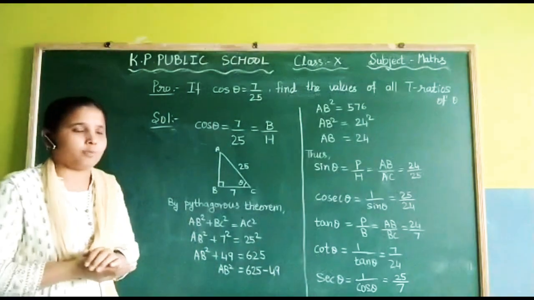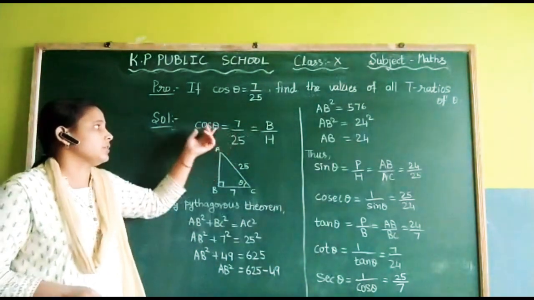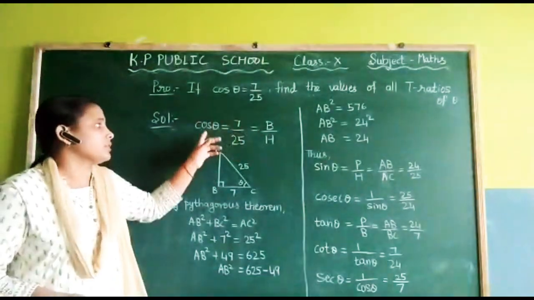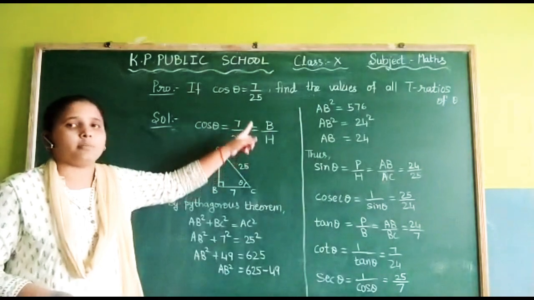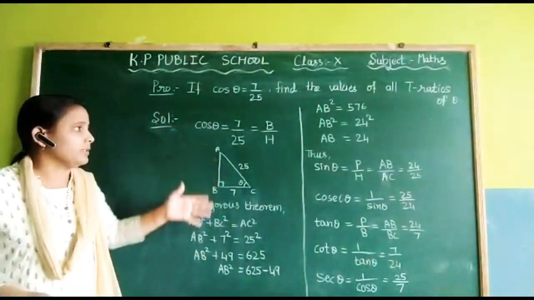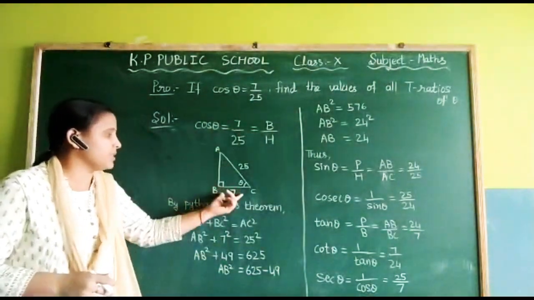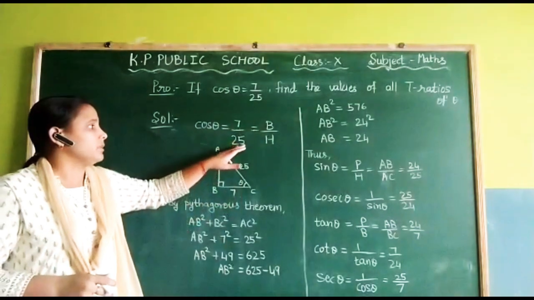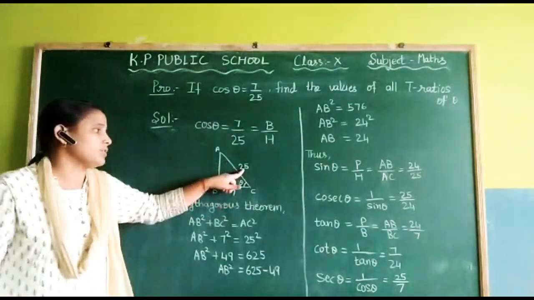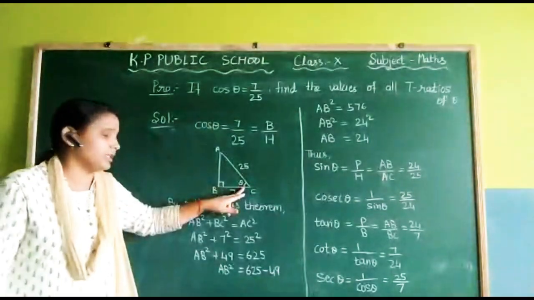So students, if you remember, I told you the formula of cos theta, that is B by H. In the question it is given cos theta equal to 7 by 25, and the cos theta formula is B by H, which means base upon hypotenuse. So first of all, we draw a triangle. In that, B means BC, that is 7, and H is the hypotenuse. So AC is the hypotenuse, so its value is 25. And this is an angle theta, we will take it here.